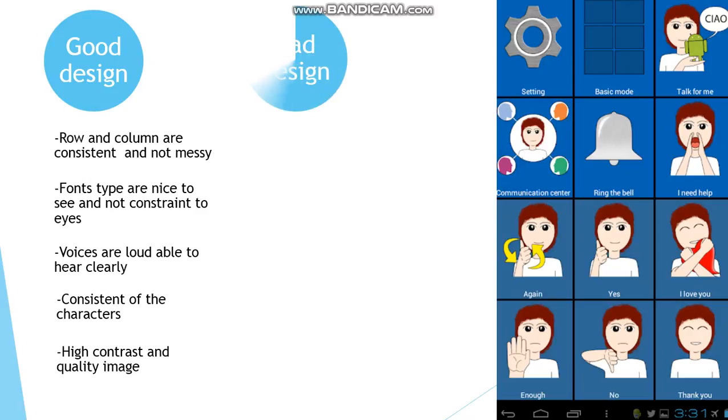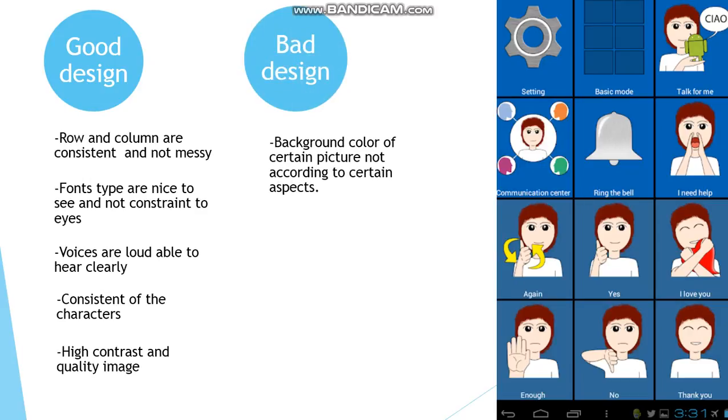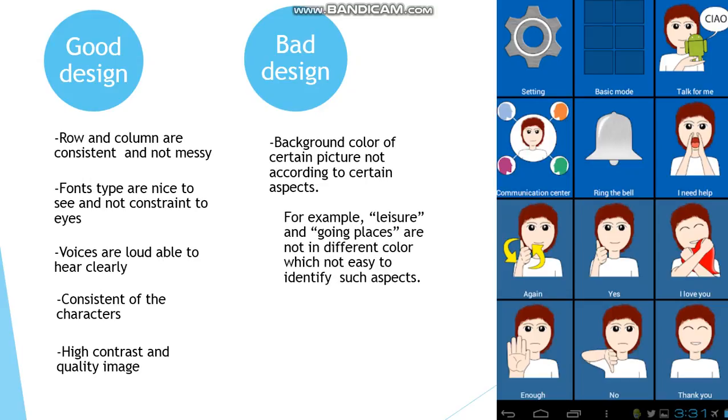While for the bad design, the background color of certain pictures does not correspond to certain aspects. For example, leisure and going places are not in different colors, which makes it not easy to identify such aspects. And also the images are static.